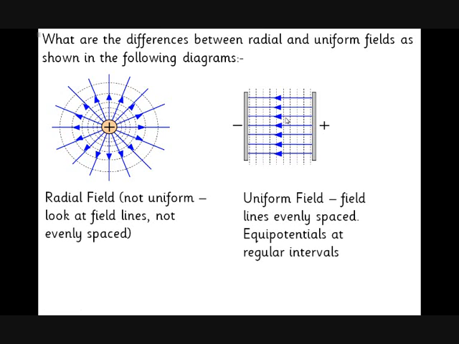The reason a radial field is called a non-uniform field is if you just look at the field lines, you can see the field lines are not evenly spaced. So here, the field strength is less than here. In contrast, if you look at a uniform field, wherever you go between these parallel plates, the field lines are always evenly spaced. So this is a uniform field. The electric field strength is the same wherever you are, whereas the electric field strength here is not.